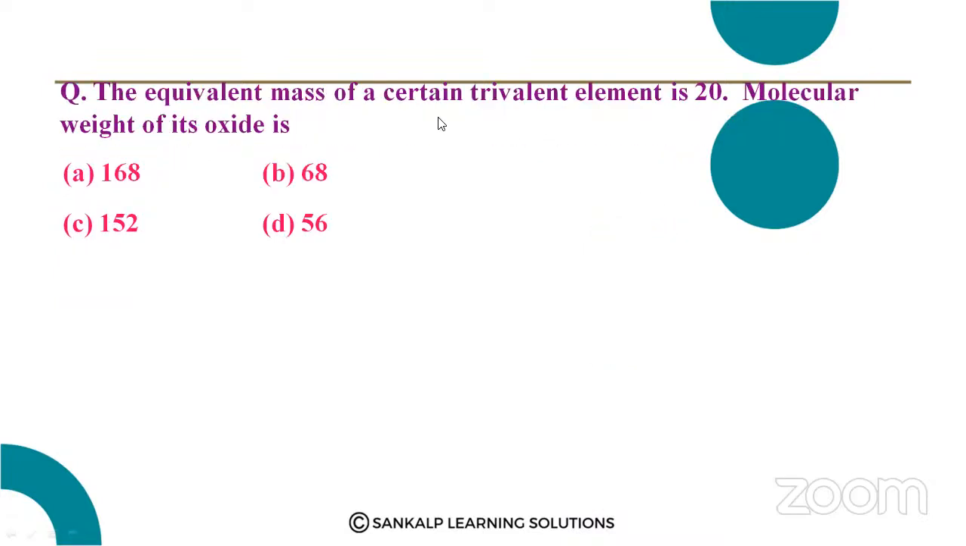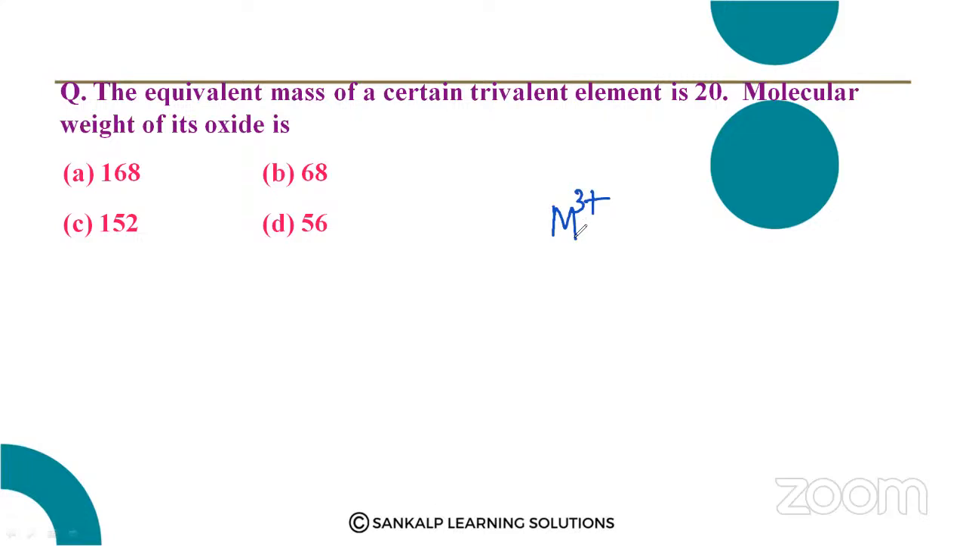The equivalent mass of a certain trivalent element is 20. Trivalent element means what? It means the charge is 3 plus. Bivalent means it will be 2 plus. Monovalent means 1 plus. Okay, plus charge. So when the charge is 3 plus, it is trivalent. So the equivalent mass of a trivalent element is 20.